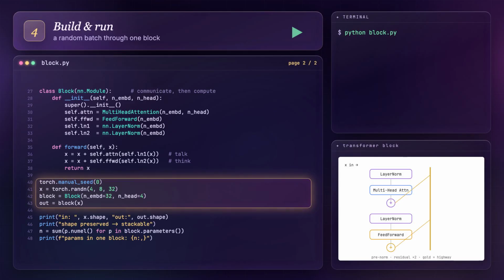The forward pass, residual plus prenorm. And here's the heart of the episode, 2 lines. x plus self.attn of self.ln1 of x: normalize, attend, add back to the highway. Then x plus self.ffwd of self.ln2 of x. Normalize, think, add back again. The x plus on both lines is the residual skip. The norm tucked inside each call is prenorm. Read it out loud, talk, then think. Each one a gentle nudge onto the stream.